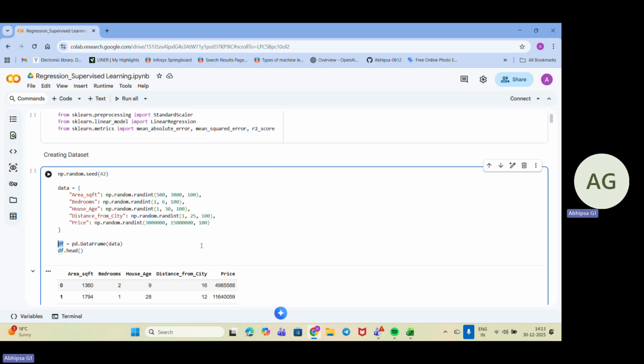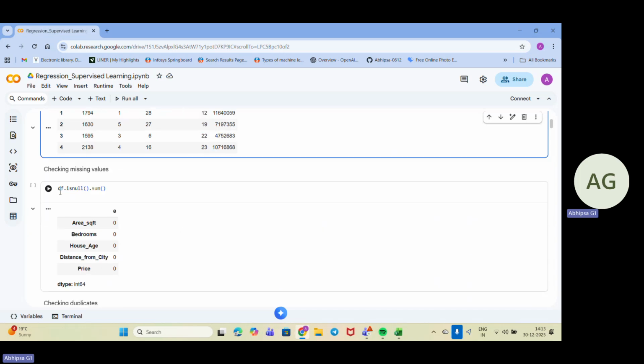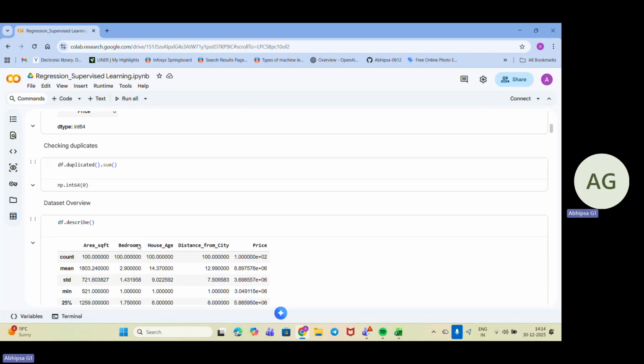After converting it to the data frame format, we have just seen the head, because we wanted to see how my data set is coming up. This is the way my data set looks. Now I have checked for missing values: for each of the rows and columns, are we getting any missing value or not? We have concluded that there is no missing value.